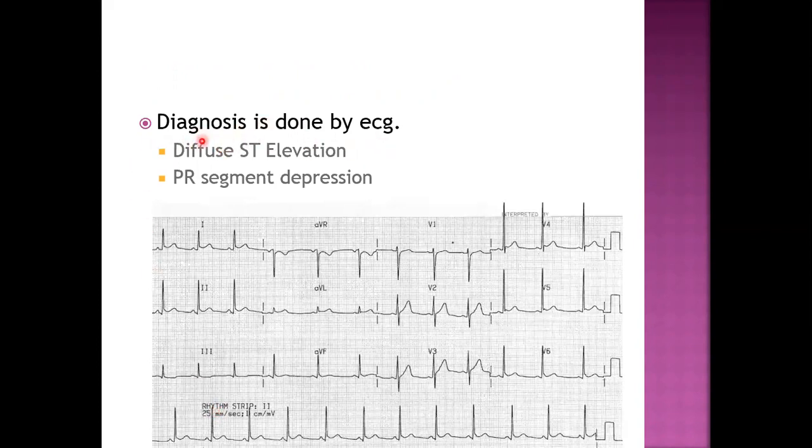When an ECG of a patient with acute pericarditis is performed, it will show us diffuse ST elevation with PR segment depression. Here in the V2 and V3 leads, you can see the ST segment is elevated, right?